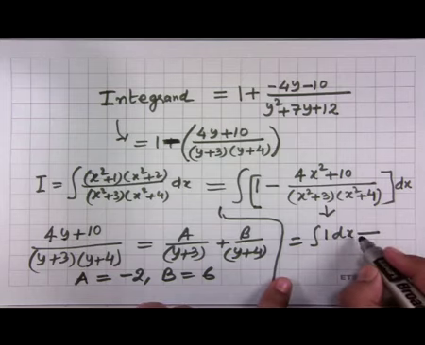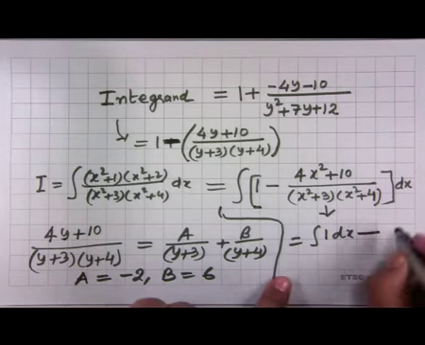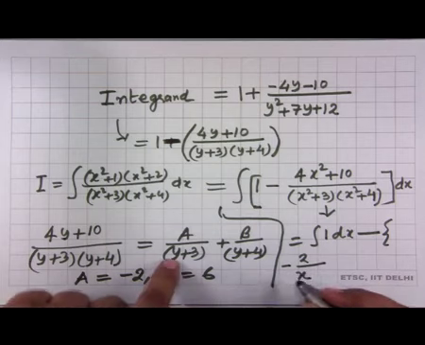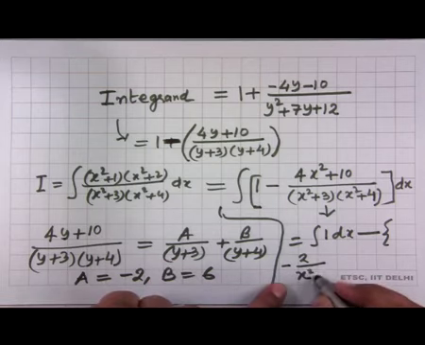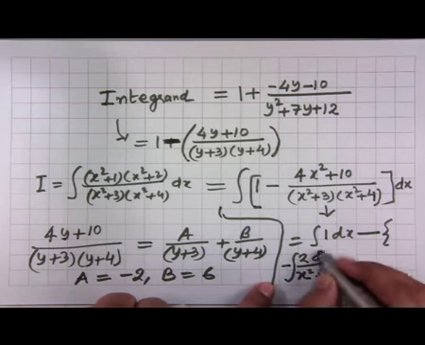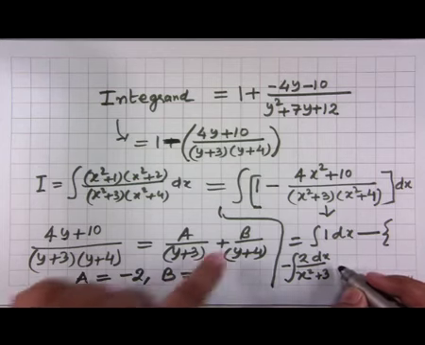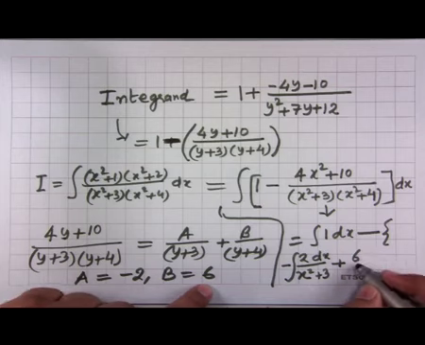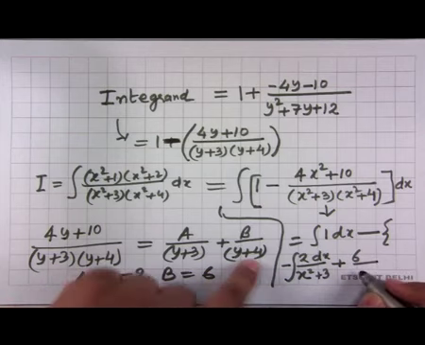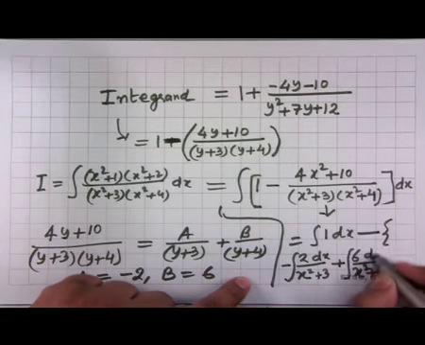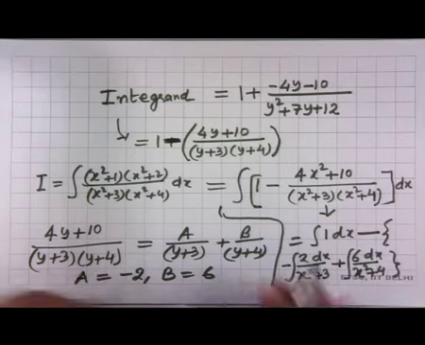So, minus of, let us put a curly bracket here, minus 2 upon y plus 3. So, y replaced by x square plus 3, integral dx, plus b. So, plus 6 by y plus 4, x square plus 4, integral dx, and then curly bracket closed.